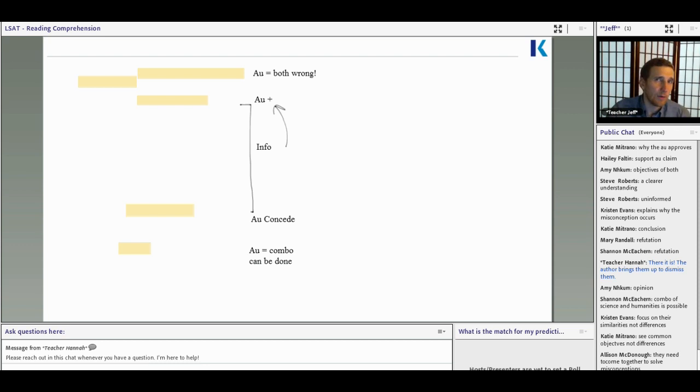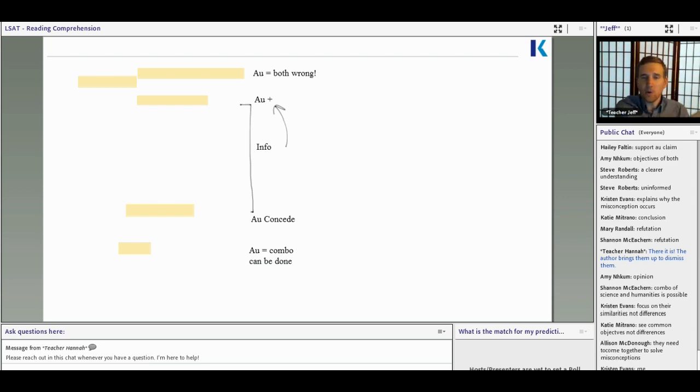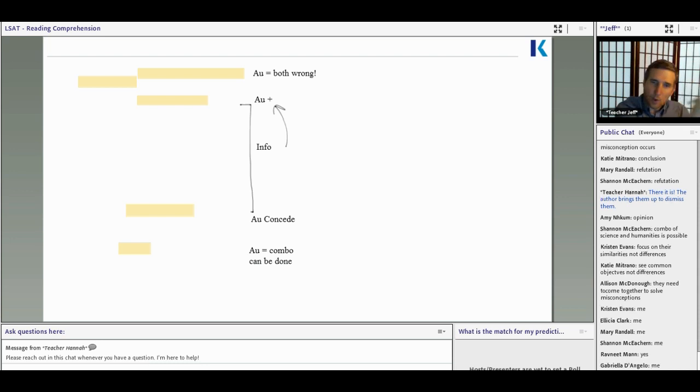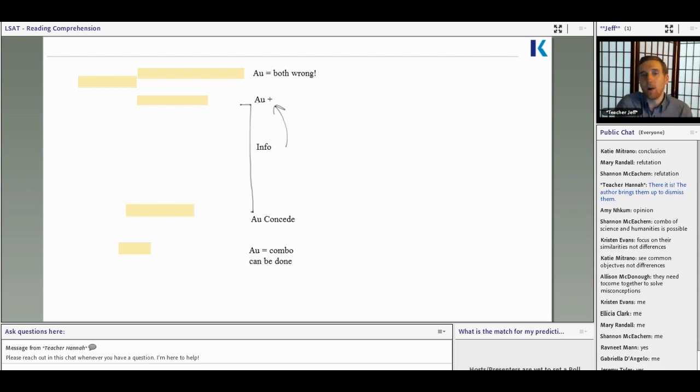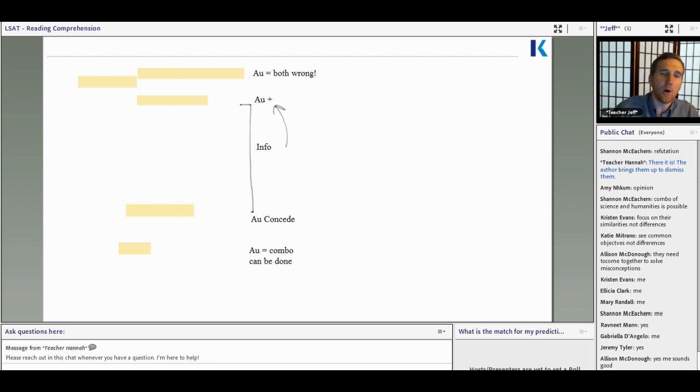How many of you read through this and knew the author thinks that they're both wrong and they need to do something else instead called scientific humanism, which can work? How many of you read this paragraph and walked away with that? Author thinks they're both wrong, do scientific humanism instead, and it is possible. If you had that, that is the core concept of this passage, all right? If you didn't, I hope you see now where that is coming from, okay?